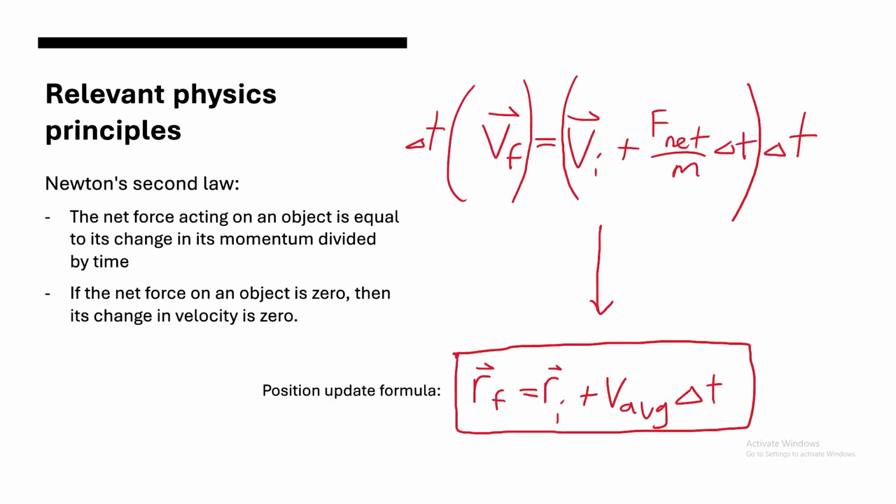Then, using the velocity update formula, we can derive this equation known as the position update formula, which will then calculate the change in position of an object over a certain time period, given its average velocity.